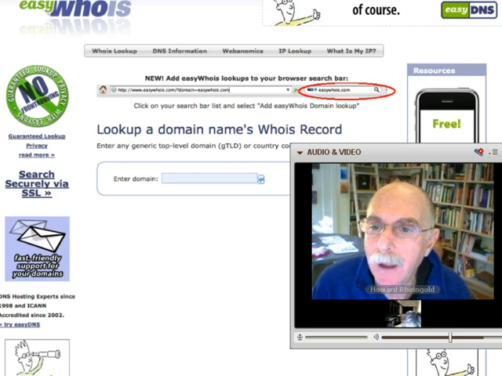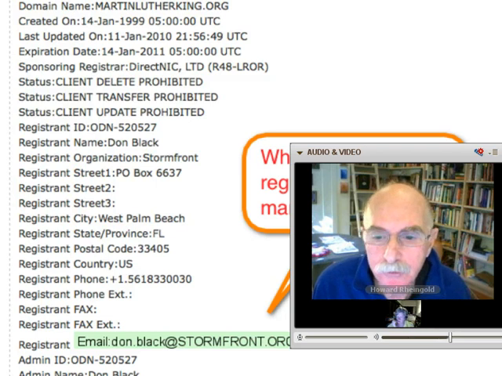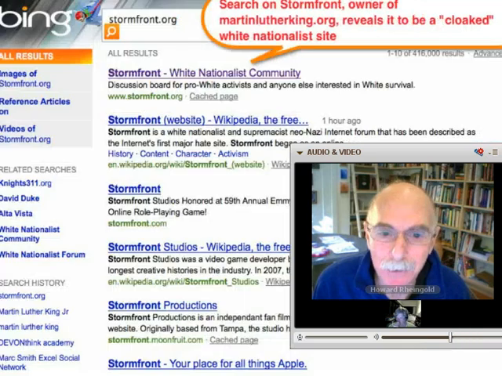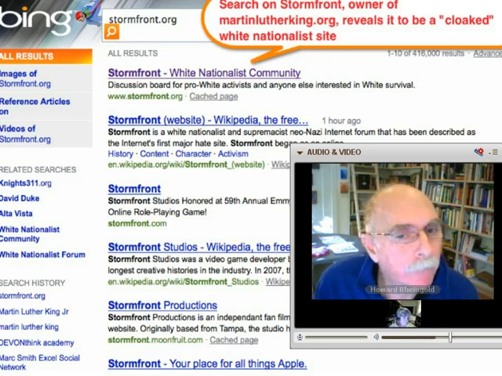You can put the URL of that website into Easy Whois, and it tells you that someone by the name of Don Black at stormfront.org is responsible for this website, and you can then search on that and find out that it's a white nationalist community. In fact, Wikipedia calls it a neo-Nazi internet forum, which in fact it is. And in recent years, they have started actually putting their name on that website.